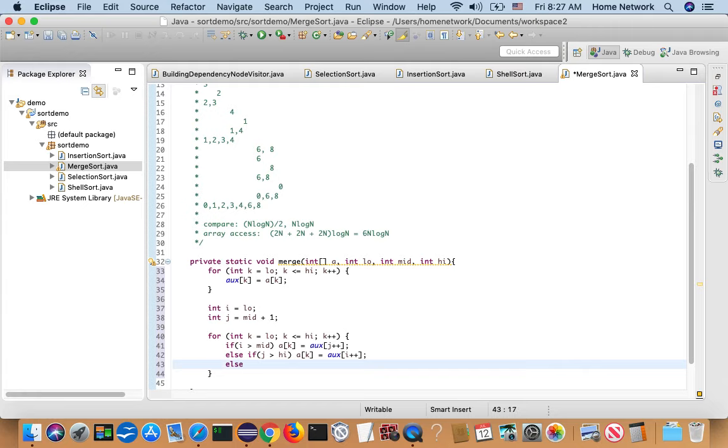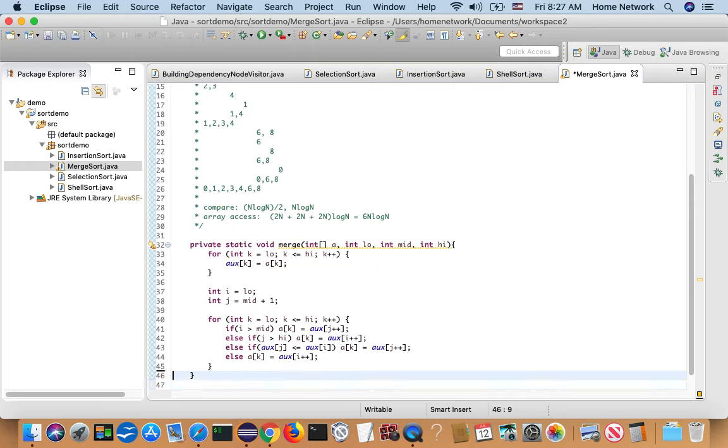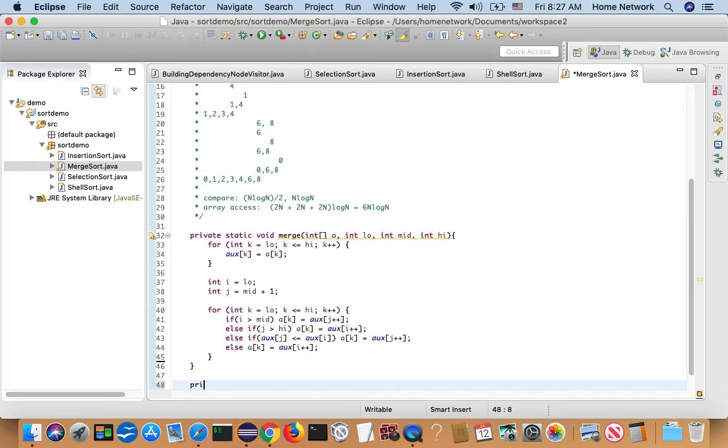In the normal case, we copy the smaller one of the halves. In this case, we copy j because j is smaller. Otherwise, we copy i. Now we're done with the merge. And then let's do the sort.